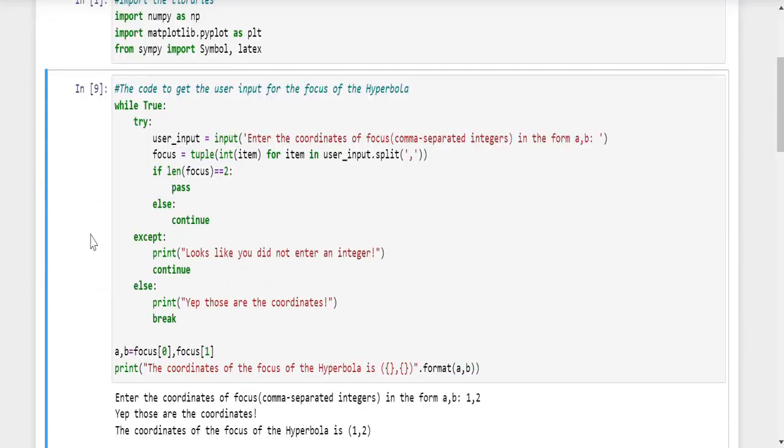So let's get started. First of all, guys, in the first cell I'm using three libraries, that is NumPy, Matplotlib and SymPy. So I'll execute the first cell. After that, in the next cell the user will be asked to give the coordinates of the focus. So I'll run this cell also.